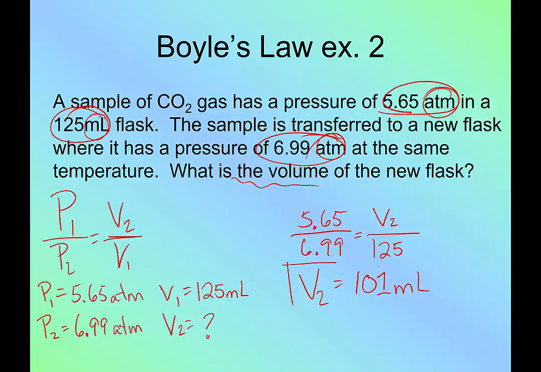And then, just like the previous example, I say to myself, does this answer make sense? Okay, well, let's look at this. What happened to my pressure? My pressure started at 5.65 and it went up to 6.99. That's a rise in pressure, an increase in pressure. Pressure and volume are inversely proportional, so as the pressure goes up, my volume goes down. I started with 125, I ended at 101. That means it went down. That means my answer makes sense, so that must be the correct answer.